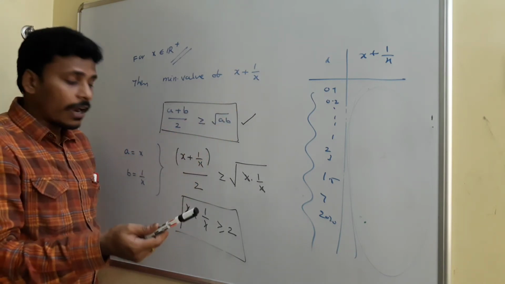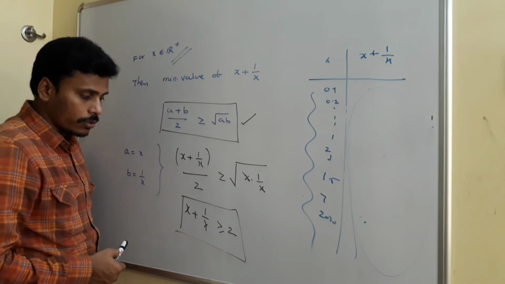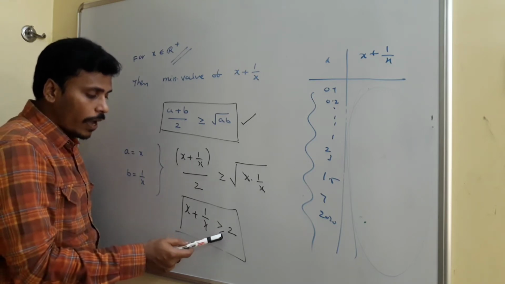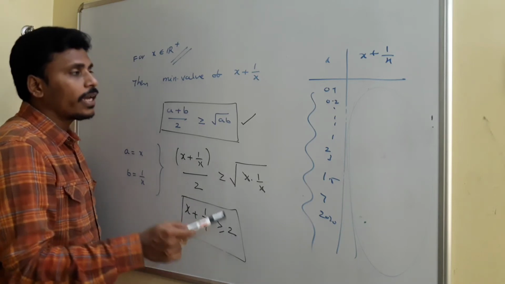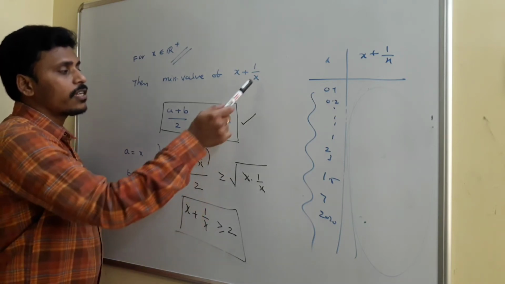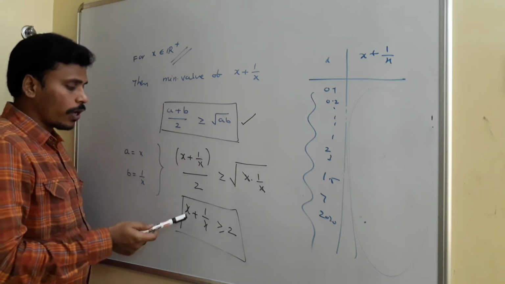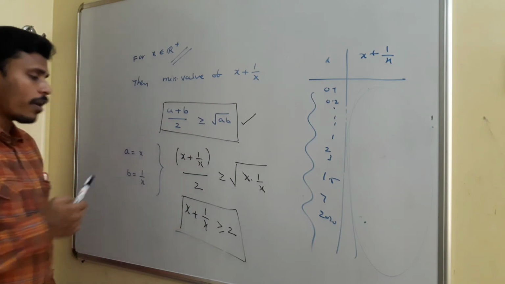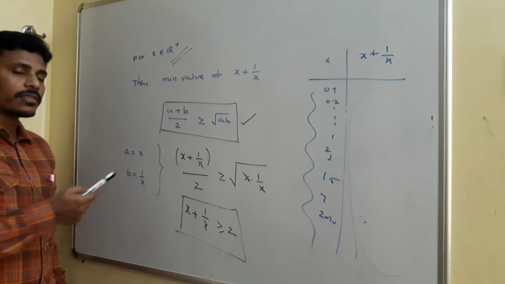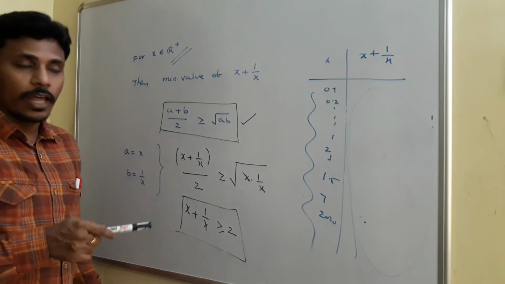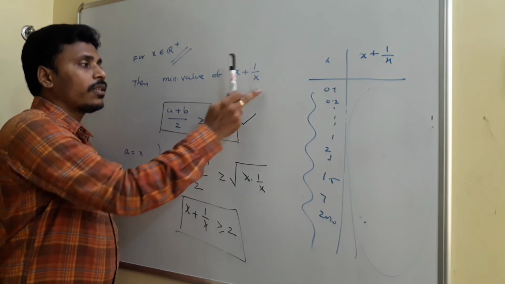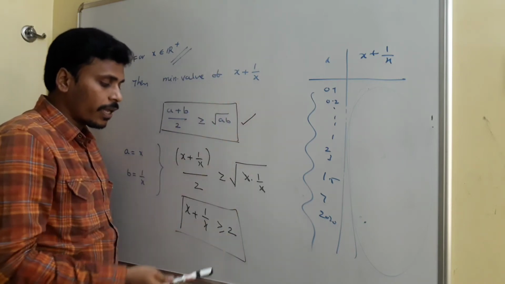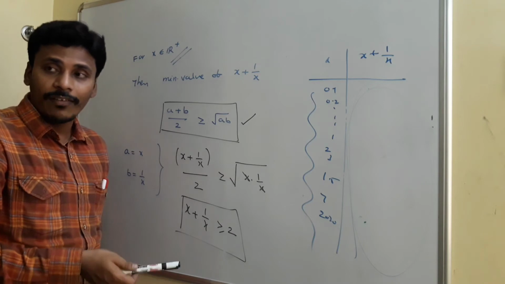Is it right? And whenever the equality holds, as I mentioned, that means this x plus 1 by x value is equal to 2. It happens only if x is 1. Is it right? See, if a and b are equal, whenever this x and 1 by x are equal, if x is equal to 1, then only equal. So if x is equal to 1, then at that position, this x plus 1 by x attains its minimum value. Have a look at this.